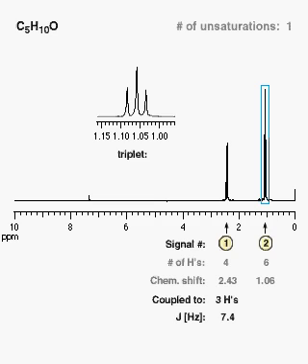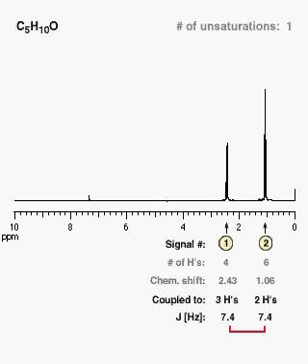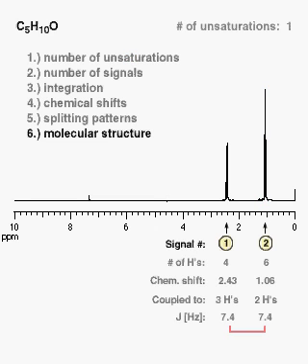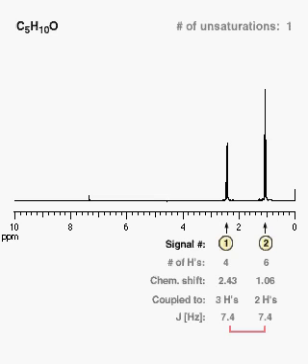The second signal is a triplet, which means that it is coupled to a set of 2 equivalent hydrogens. The coupling constant is the same as for the first signal. Therefore, the two sets of hydrogens are coupled to one another. A triplet and a quartet with the same coupling constant, at the upfield end of the spectrum, are the signature of an ethyl group.